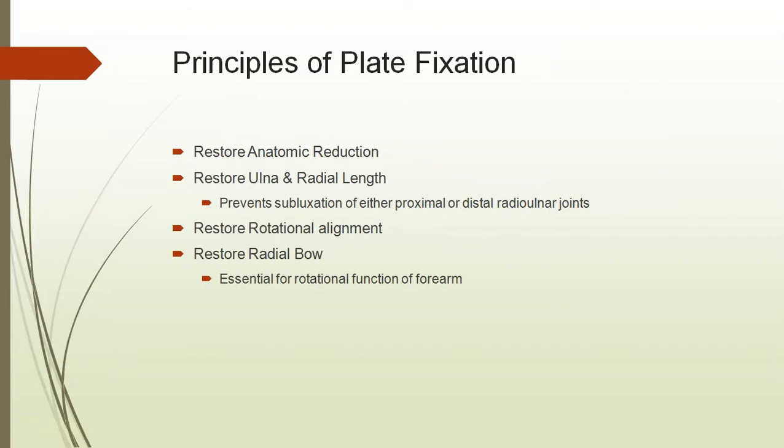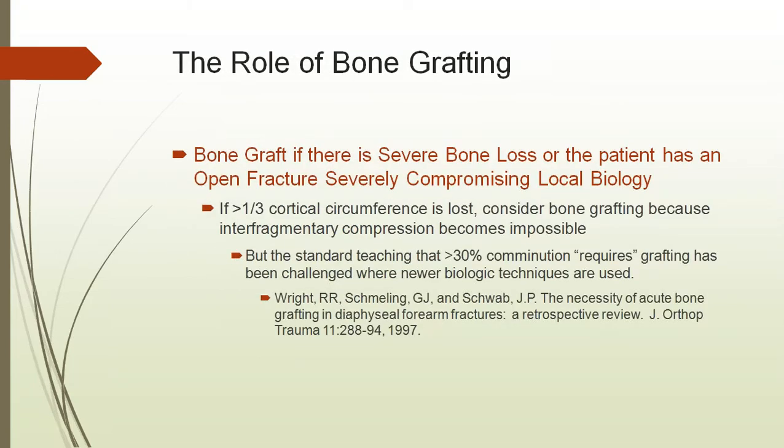What are the principles of plate? They restore the anatomy, the length, the rotational alignment, and the radial bowing. Radial bowing is very important, as I told you in the beginning. So plate fixation helps like this. Sometimes we need to do bone grafting also. Later you will come to know what bone grafting is.